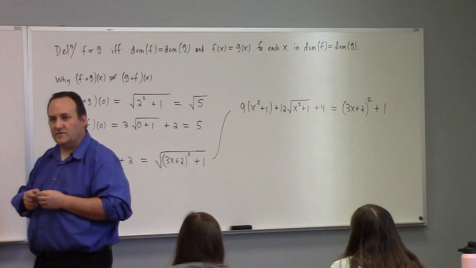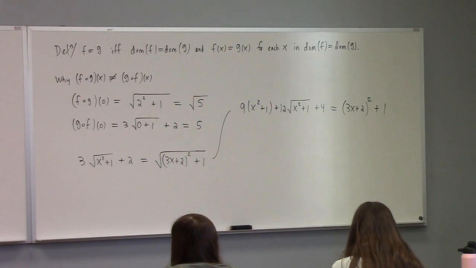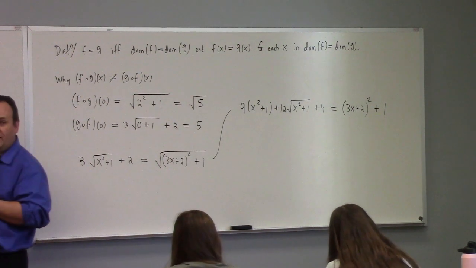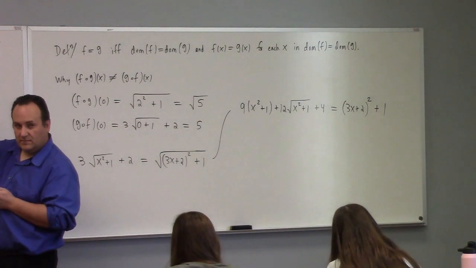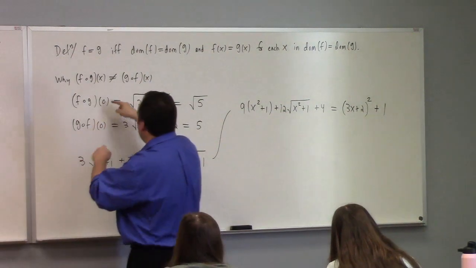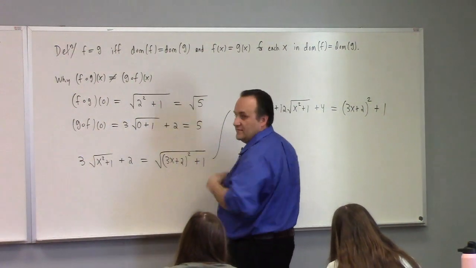It's like a substitution. Substitution is the right word. We substitute the formula for g into the formula for f for this one. In this one, we substitute the formula for f into the formula for g. So why does f composed with g not equal g composed with f? Because we just showed that if you plug in the number 0, the one gives you the square root of 5 and the other gives you 5, so they can't be the same function.